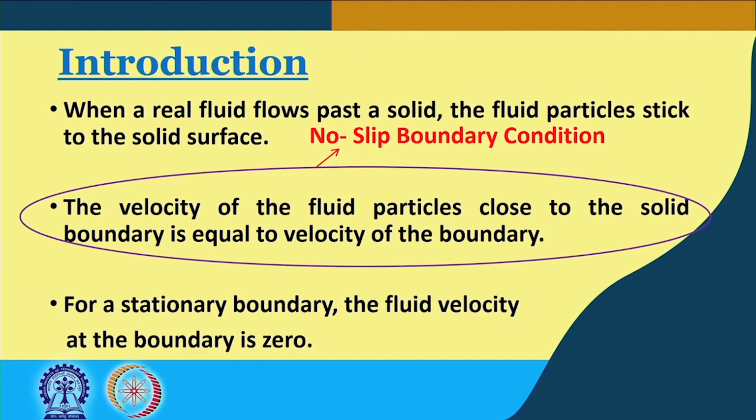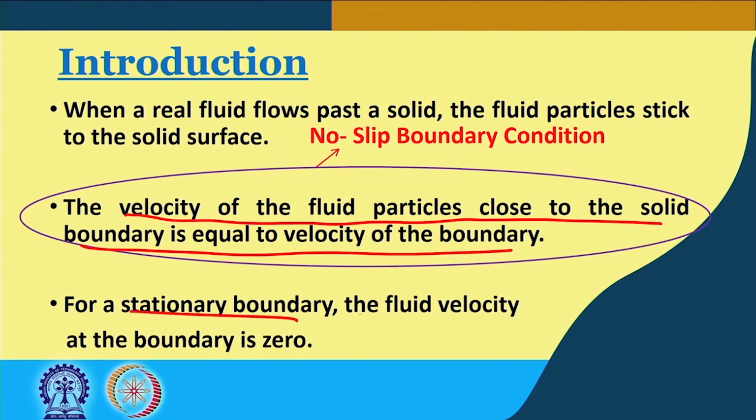For a stationary body, the fluid velocity at the boundary is going to be 0, because as we said in this point above, the velocity of the fluid particles close to the solid boundary is equal to the velocity of the boundary. So if the boundary is stationary, then the fluid velocity at the boundary is going to be 0. So actually this is the most commonly used no slip boundary condition that we use in a viscous fluid flow. What is viscous fluid flow? A small detail which we have already talked about before, but we will look into more details in the upcoming lectures in coming weeks.